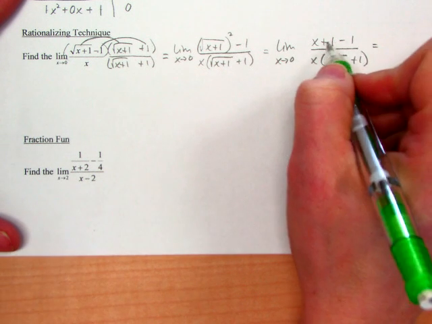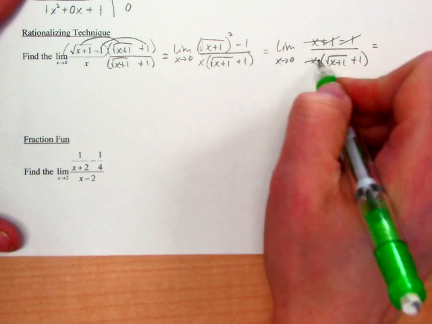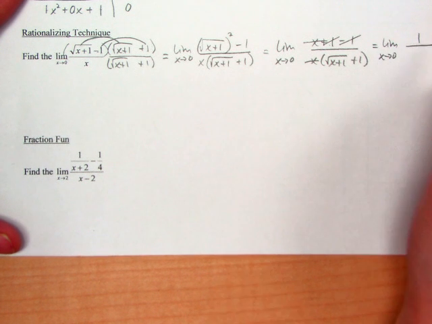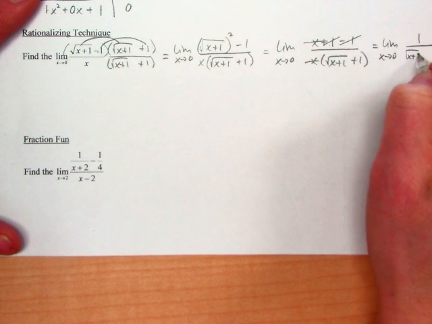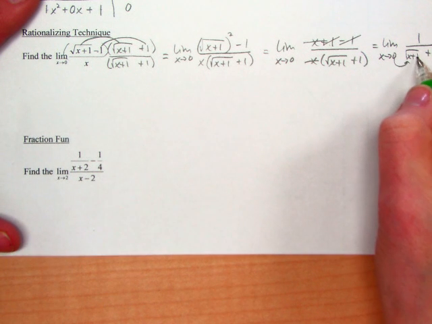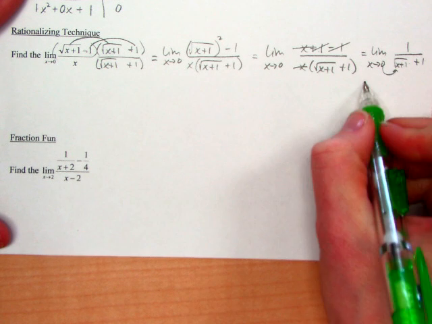And now you can see that the 1 and the 1 will cancel. I have a plus 1 and a minus 1. Also, the x's will cancel. So I'm left with the limit as x approaches 0 of 1 over, squeeze this in here, and now I can plug in a 0. So 0 plus 1 is 1. Square root of 1 is 1. And 1 plus 1 is 2.